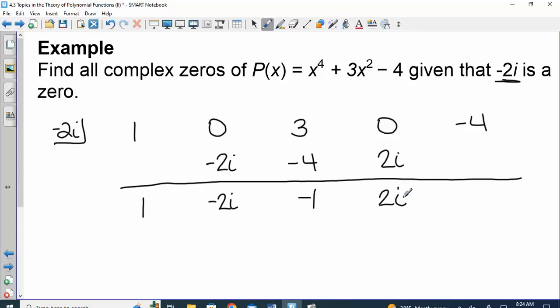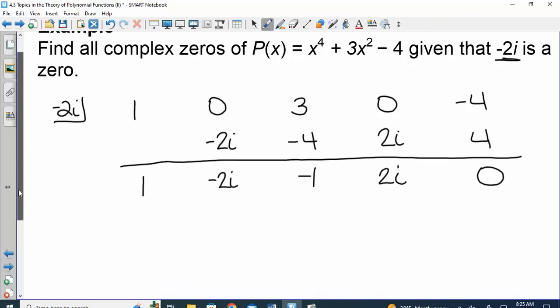Oh wait, sorry, you're right. It's positive 4. Okay, so negative 2i times 2i is negative 4i squared, which is positive 4. Oh, that one was much nicer. I like this. Look at the difference of squares.